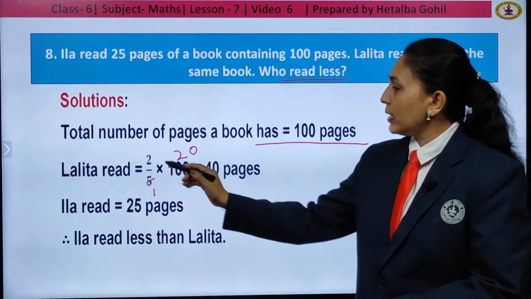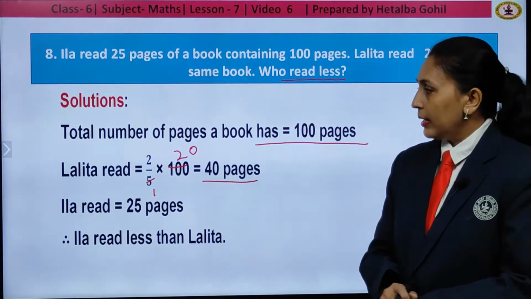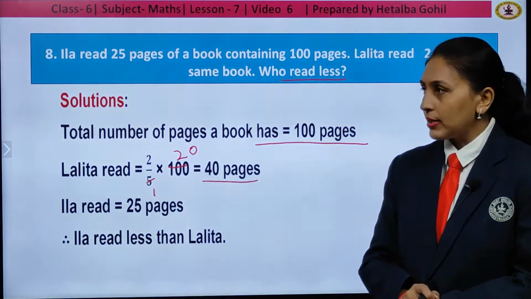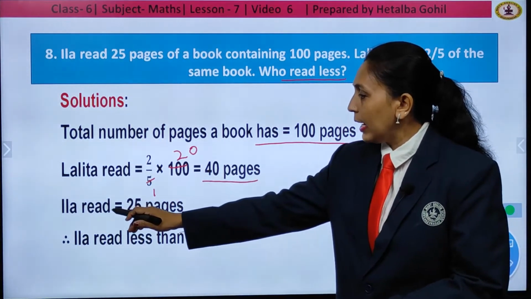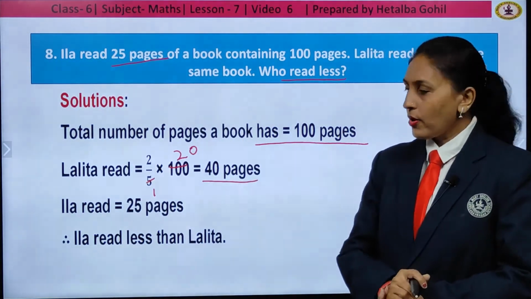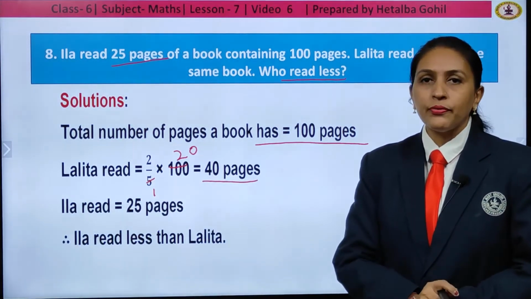Okay, so you can see 2 into 20 we get here as 40 pages. That means Lalita had read how many pages? 40 pages. Now let us calculate for Ela. That is already given, children, that she had read 25 pages here. Okay, so Lalita read 40 pages, Ela read 25 pages.